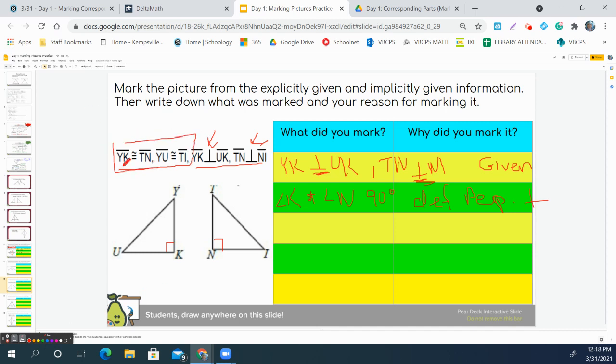What about these guys? Can I write those in? So YK and TN. YK is congruent to TN, and YU is congruent to TI. Why can I do both of those? It's given, right? Easy peasy, lemon squeezy. And then my last answer down here is going to be my combinations of sides and angles. So what kind of combinations do I have here? I've got to go in order. So side, side, angle, right? And if I read that backwards, that's angle, side, side.